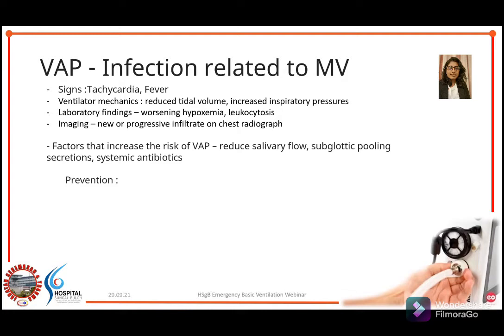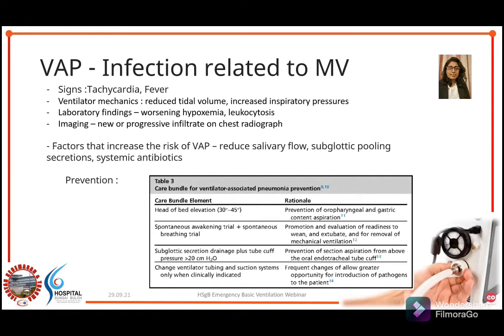So they have come up with a prevention method called the Care Bundle for Ventilator-Associated Pneumonia Prevention. There are 4 elements here. First, elevating the head up to 30 to 45 degrees. This is to prevent aspiration. When the patient is lying supine, they have a tendency to aspirate gastric as well as oropharyngeal contents. So you elevate their head to prevent this aspiration from happening.